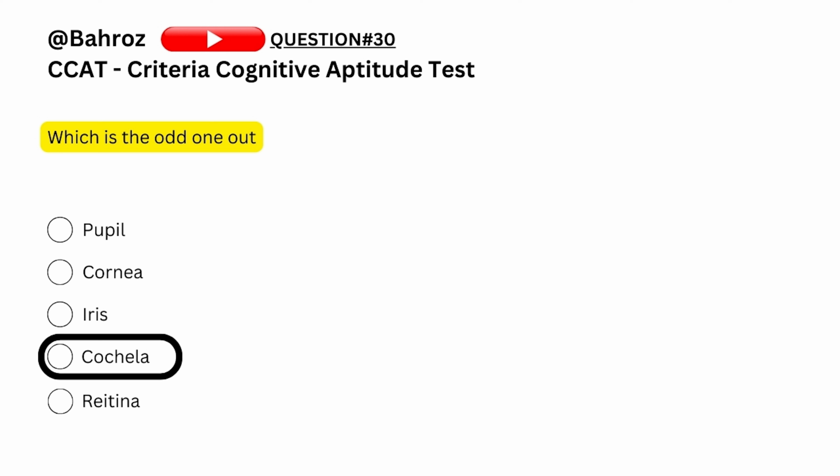Last question, which is the odd one out? Pupil, cornea, iris, these are all similar because they are all related to the eye. Retina, cochlear is the one which is out of place. Pupil, cornea, iris, retina are all eye related terms.